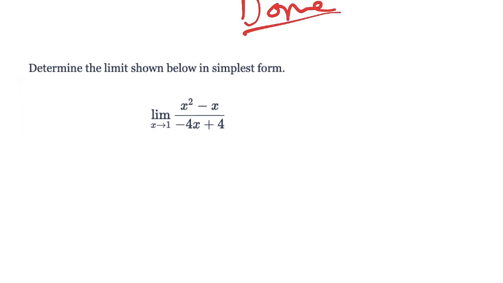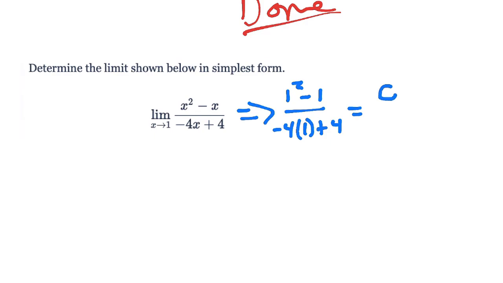What if we do this one? Now let's do direct substitution. When we do direct substitution on this one, we would put in 1 and square it, minus 1, divided by negative 4 times 1 plus 4. Uh-oh. 0 on the top, 0 on the bottom.